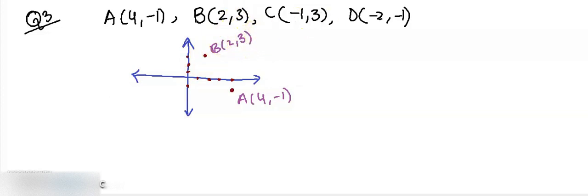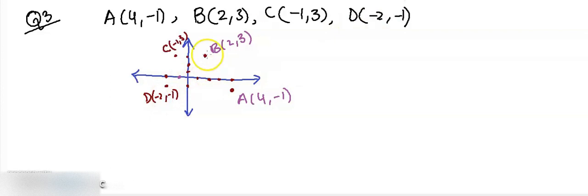And then we have point C, that is minus 1 comma 3. So I'll mark my minus 1 over here. Then minus 1 comma 3 is obviously going to be somewhere here. And then finally we have the point minus 2 comma minus 1. So minus 2 is somewhere here and minus 1 is here. So this is my minus 2 comma minus 1.